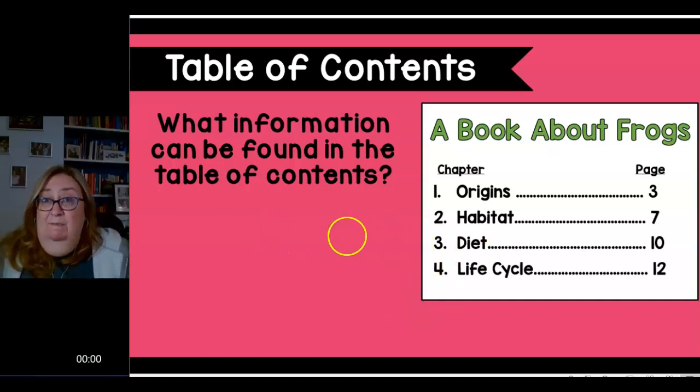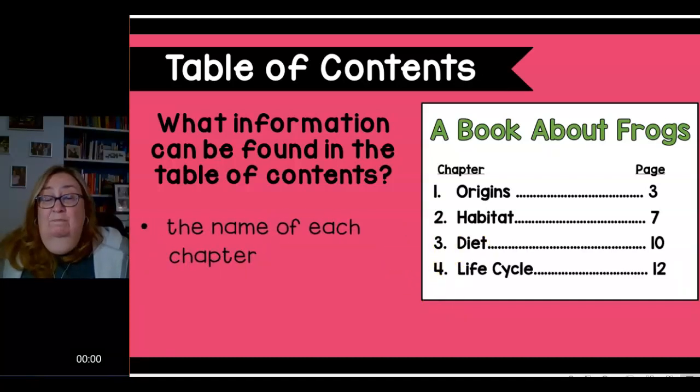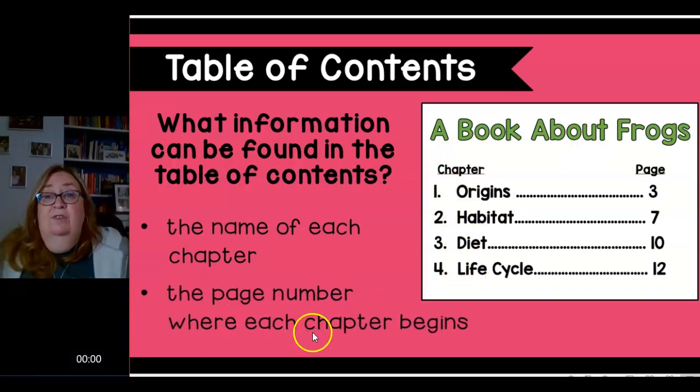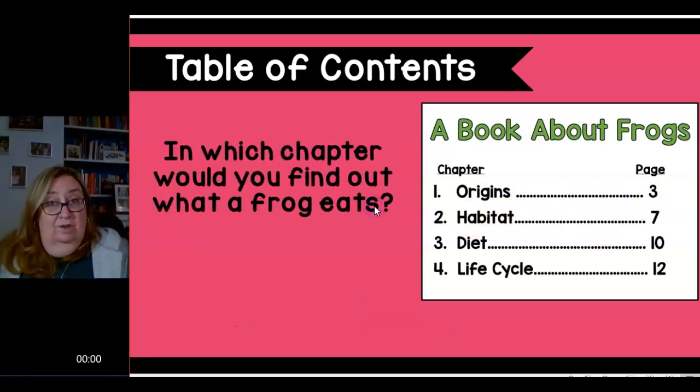Okay, let's see what information can be found. The name of each chapter, origins, habitat, diet, life cycle, and the page number where the chapter begins. So origins begins on page 3. Habitat begins on page 7. So here's a new question for you. In what chapter would you find out what a frog eats? Pause and go answer that question.